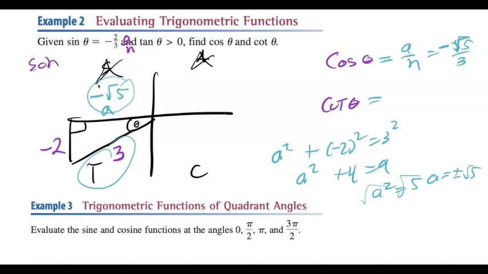And then cotan is the opposite of tan. Tan is TOA, opposite over adjacent. So we just got to flip it, adjacent over opposite. And the negatives cancel out, so we get this. So that's how we do it.